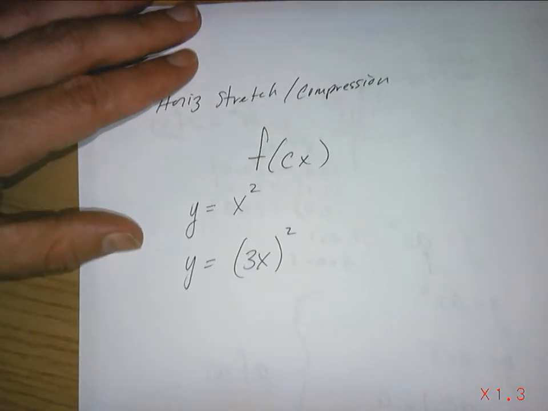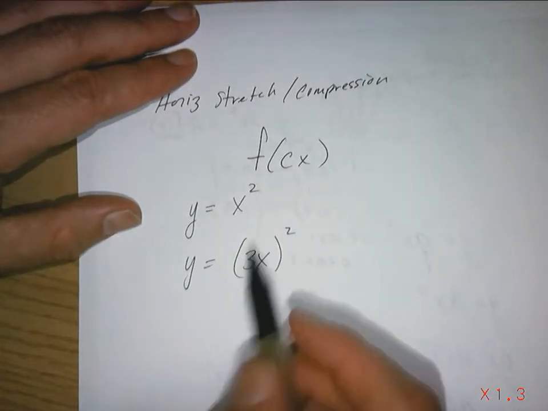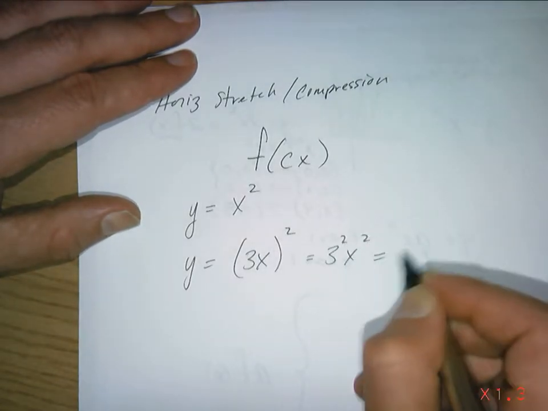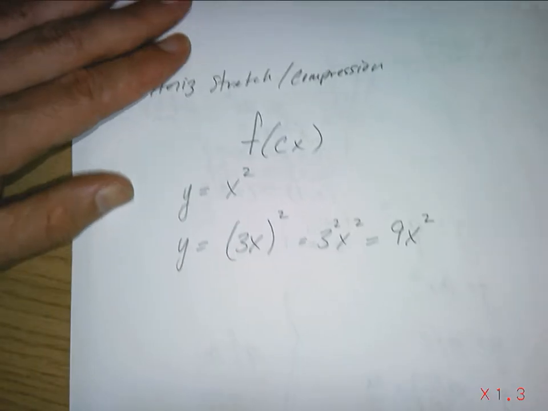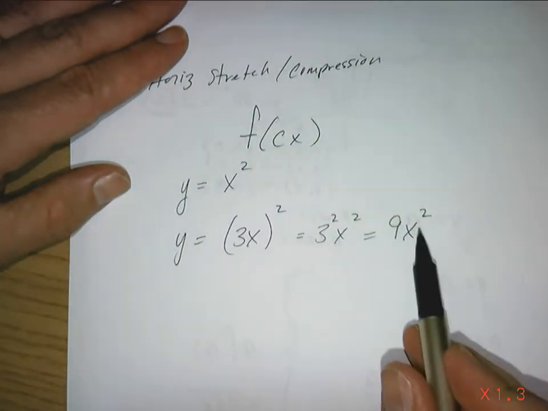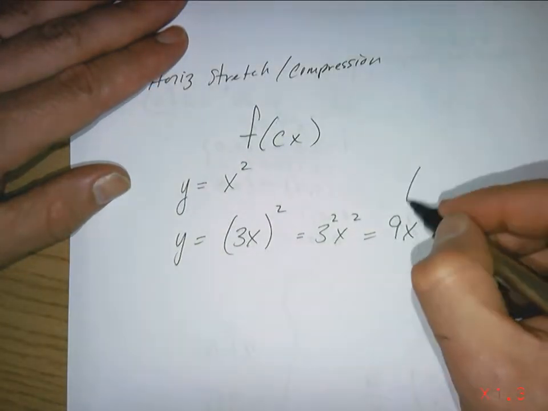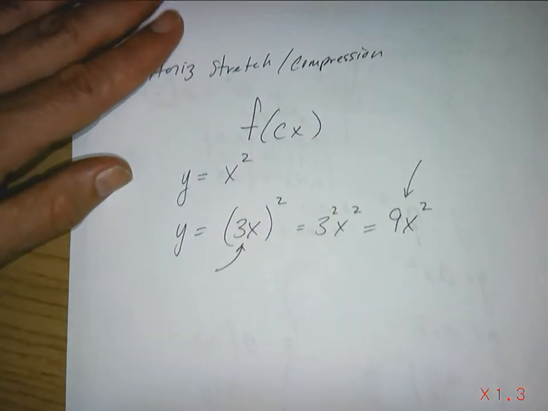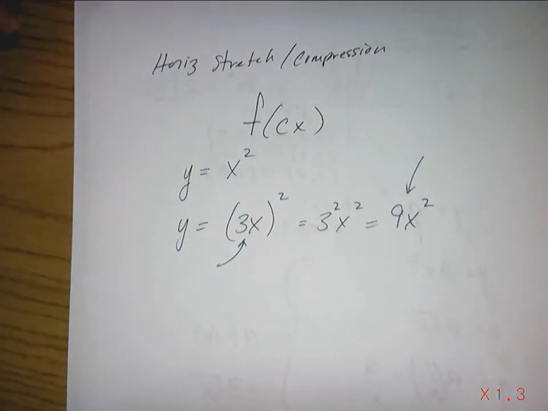Now, the reason why you didn't do this in grade 10 is because notice if we use our exponent laws, it can also look like a vertical stretch. So this is a vertical stretch of 9. This is a horizontal compression of 3, and they give you the exact same graph. That's why we didn't do them in grade 10. Give you an idea of what that looks like.